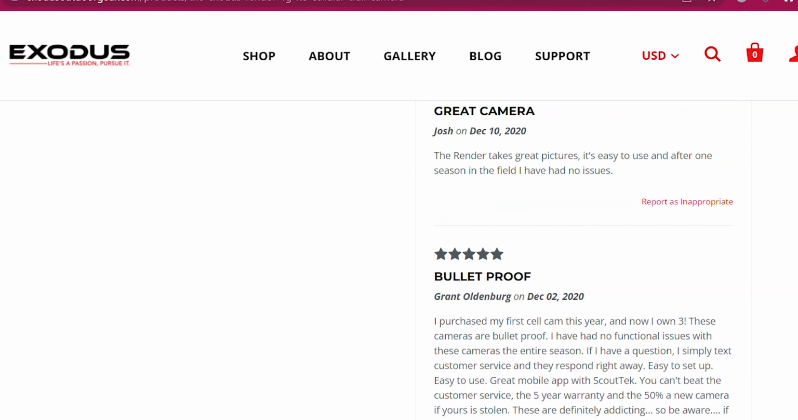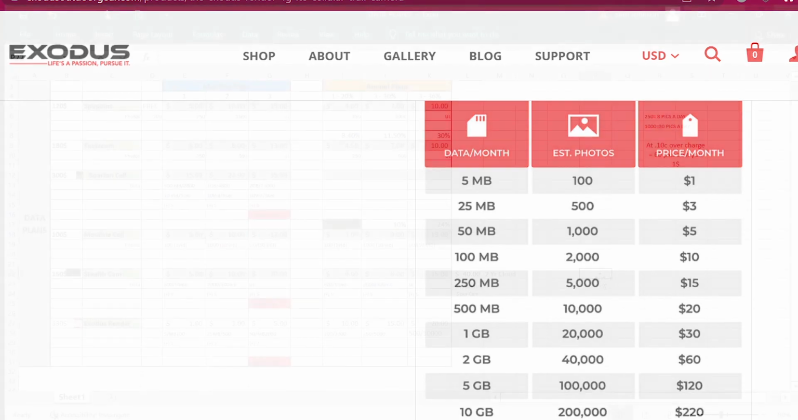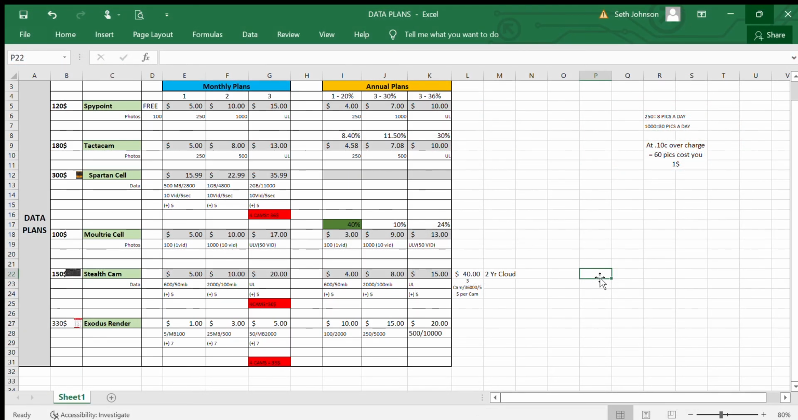So again, we're talking about Exodus Render. It's a data plan, shared system. Put as many cameras as you want on it, but they're going to share the same data. So if you move higher, not necessarily annually, you get a $10 plan that has 2,000 pictures, $15 for 5,000 pictures, and $20 for 10,000 photos as a shared plan.